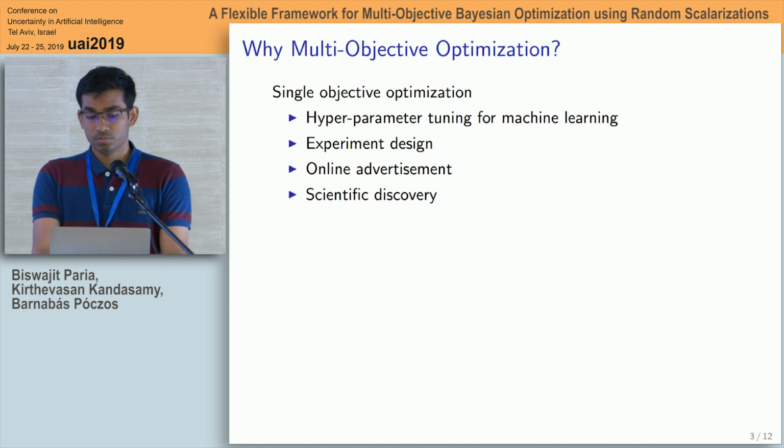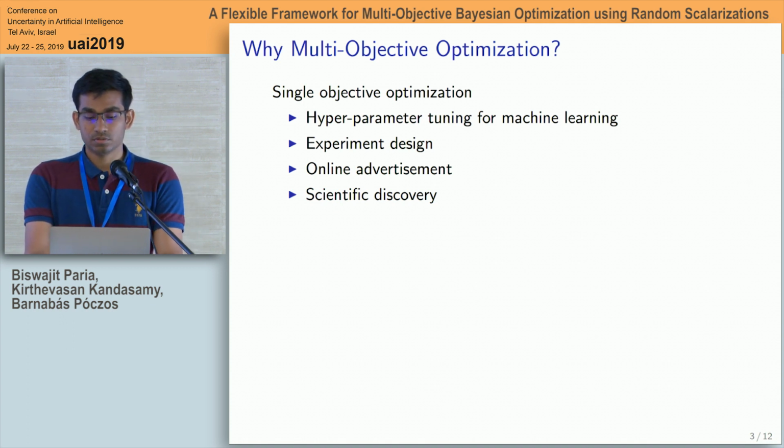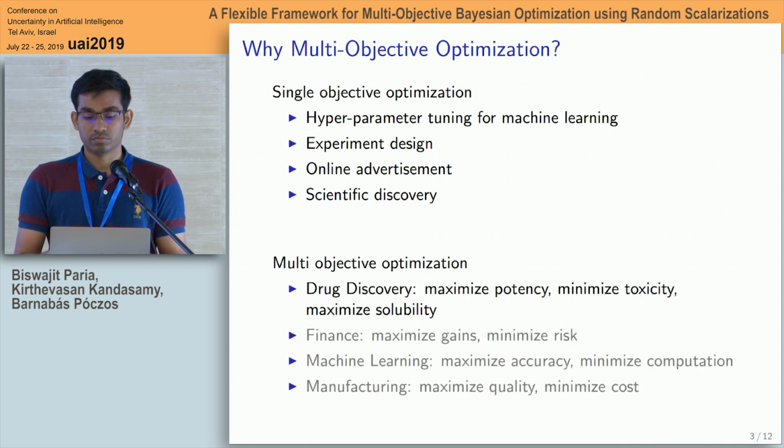So single objective Bayesian optimization has been used in a lot of applications, such as hyperparameter tuning, experiment design, online advertisement, and scientific discovery. However, in certain applications, we are encountered with multiple objectives that we need to optimize, and often they are competing in nature.